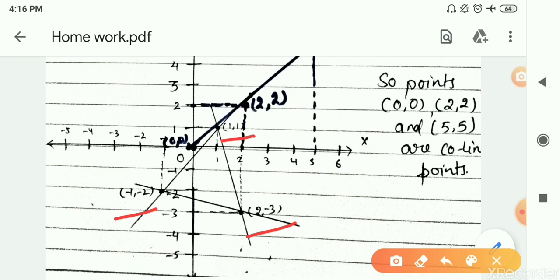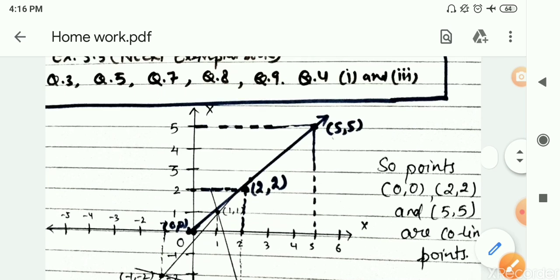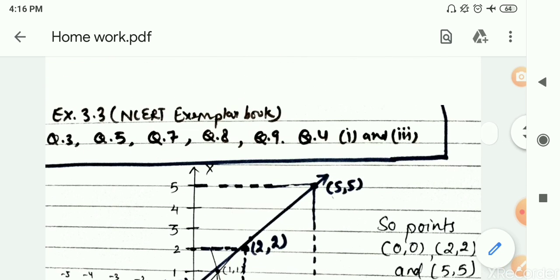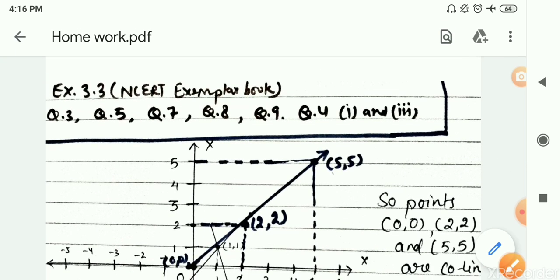Got it? So just try to understand and try to solve the questions. Also, as I told you, you have to solve question number 3, question number 5, question number 7, 8, 9, and question number 4, first and third part. Try to solve, and whatever query you have, just write it in the comment section. I'll read it and I'll try to give you an answer in the next video.